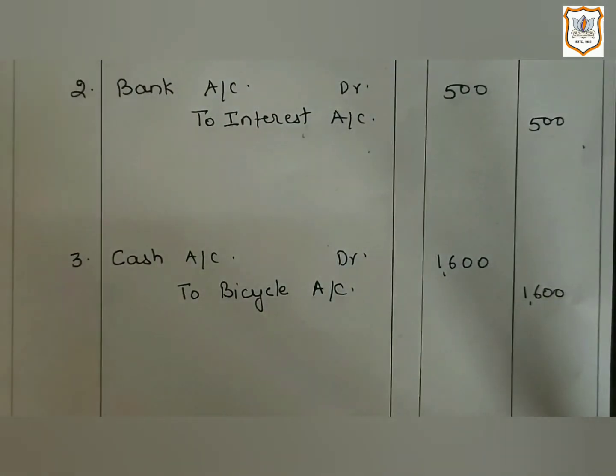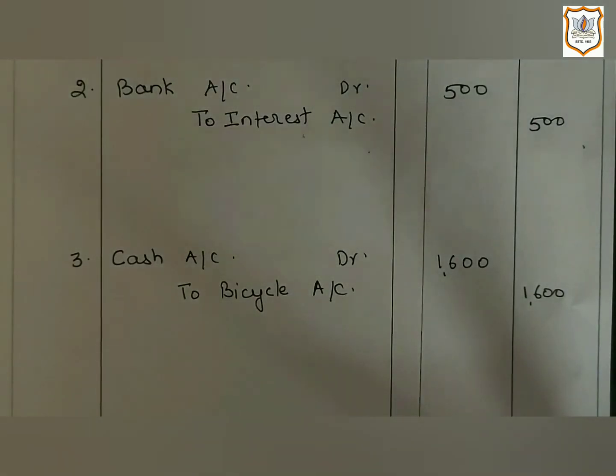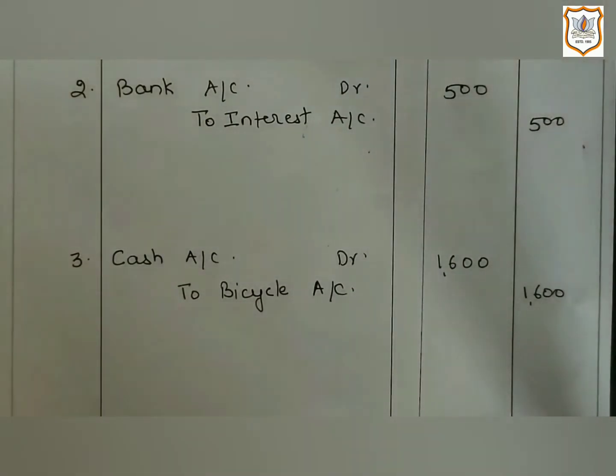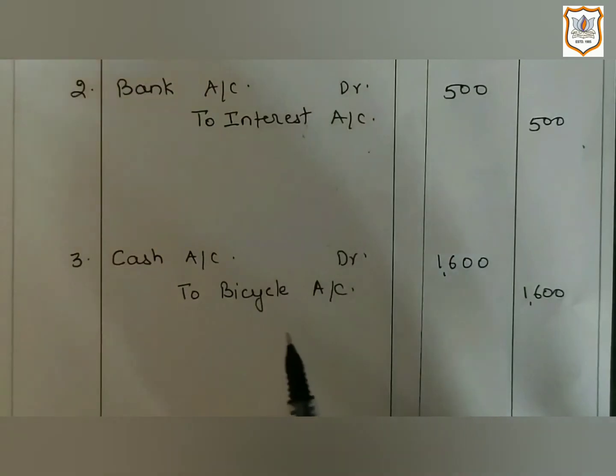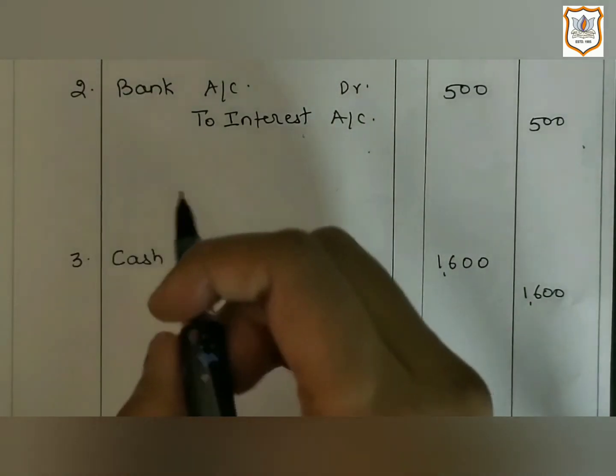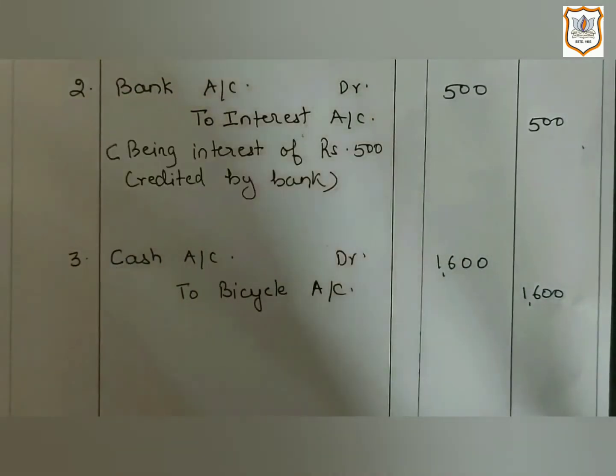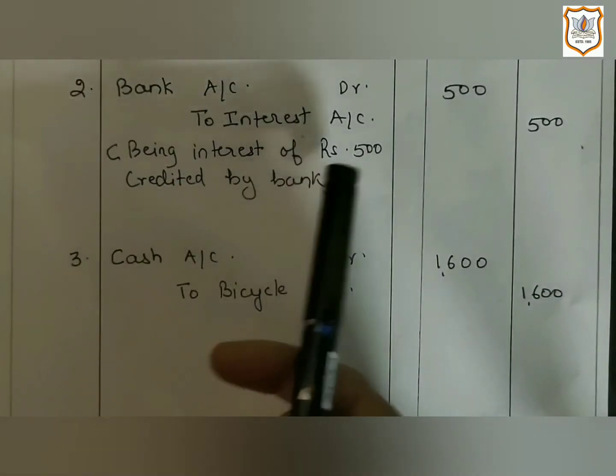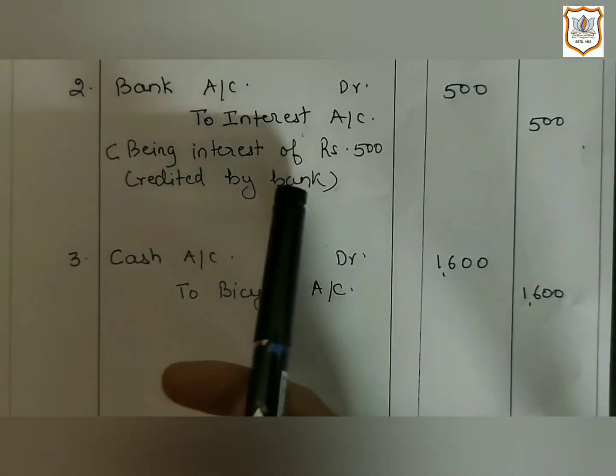See, when the bank credits interest in the bank account of the businessman, he obtains this information from the bank passbook or bank account. In such a situation, in the books of the businessman, bank account is debited and bank interest account is credited. So we will write the narration here as: Being interest of rupees 500 credited by bank.